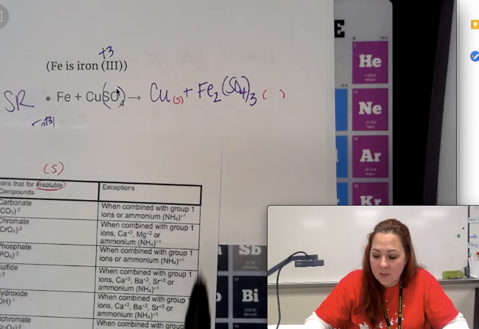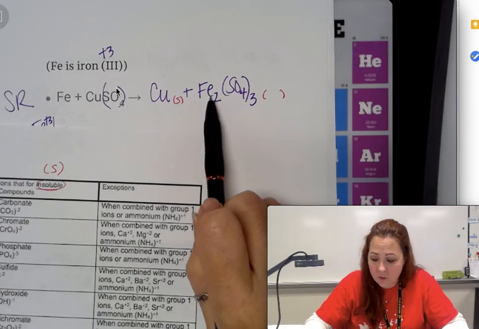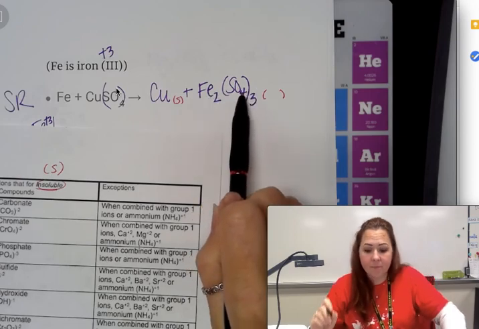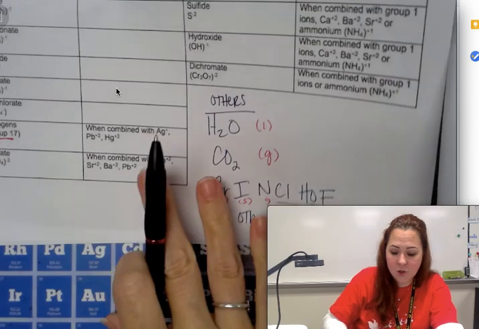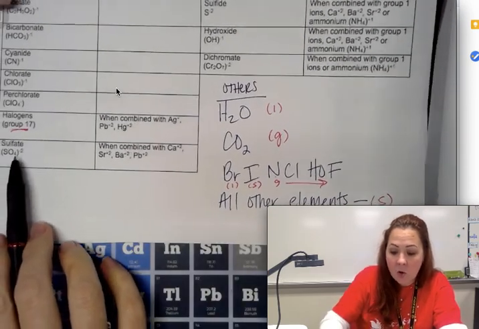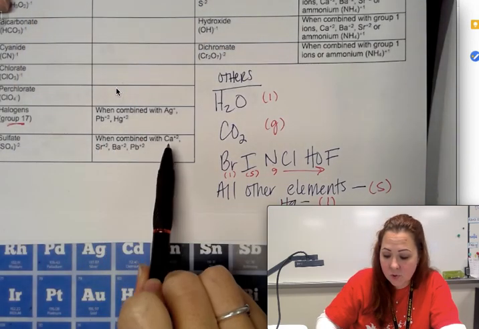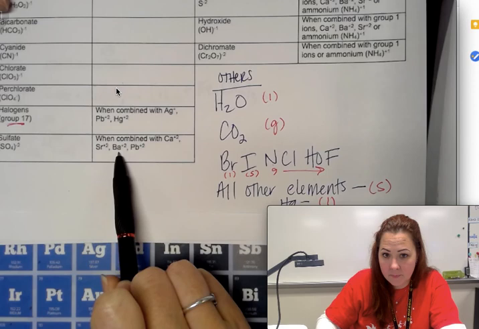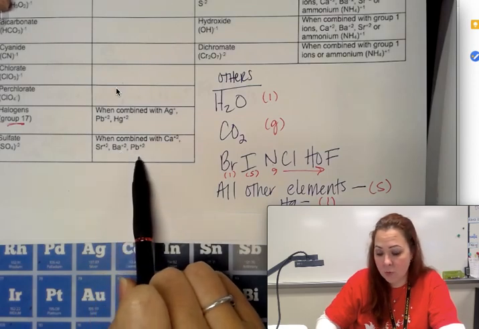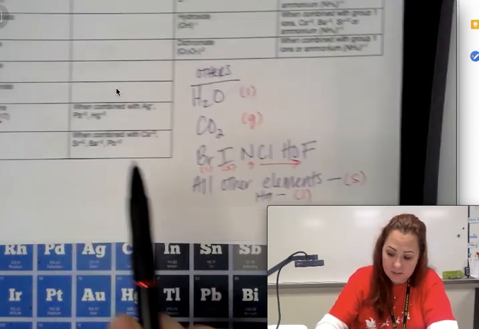Now this iron with the sulfate, iron does not live in group number 1 on the periodic table. So I need to find sulfate on my chart. When I find sulfate on my chart, it's down here. And it says sulfate is always aqueous unless it's combined with calcium, strontium, barium, or lead. I don't have an exception to the rule. So with my sulfate here, I'm going to make this aqueous.